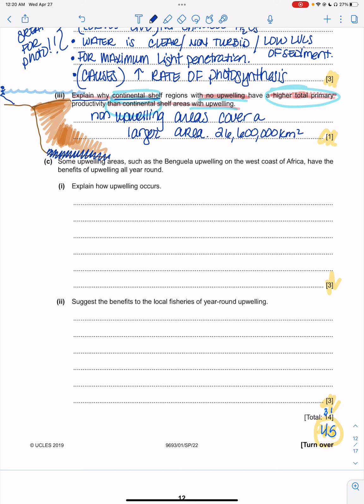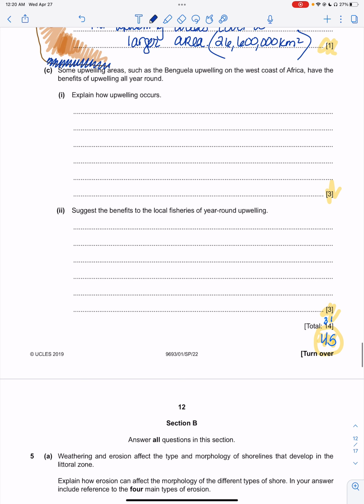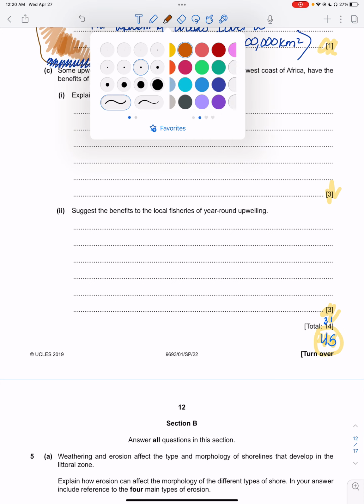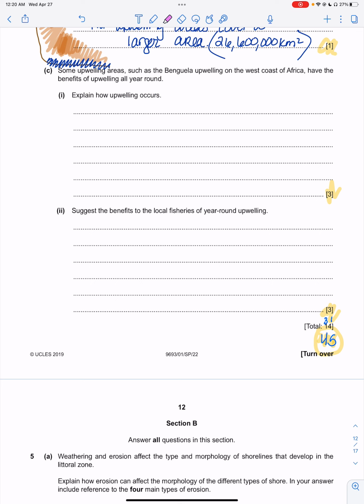You don't have to put this. You could also say the reverse argument. You could say upwelling areas cover a much smaller area. Yay, I love upwelling questions. That's not sarcasm either. It's just a nerdy thing to say, for real.